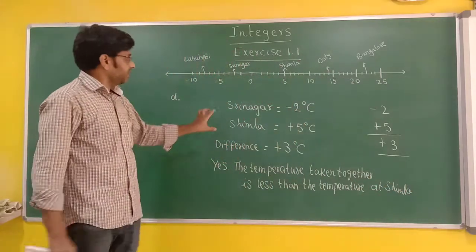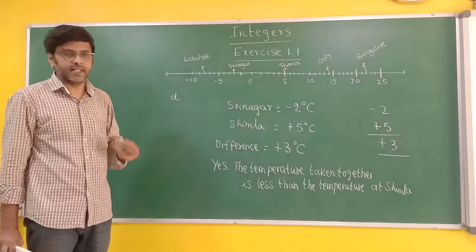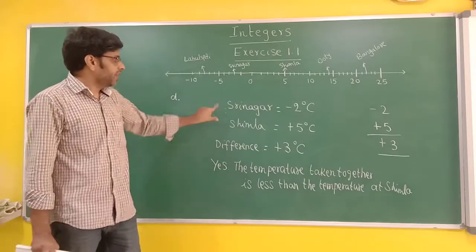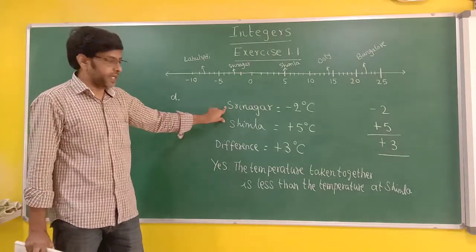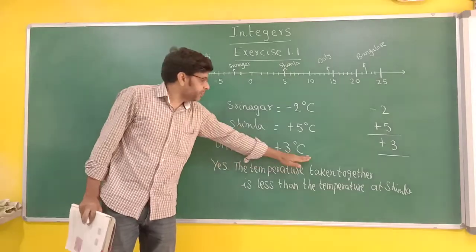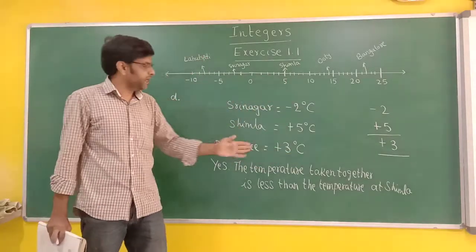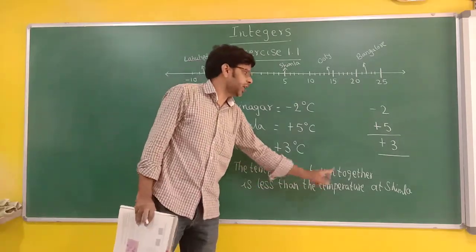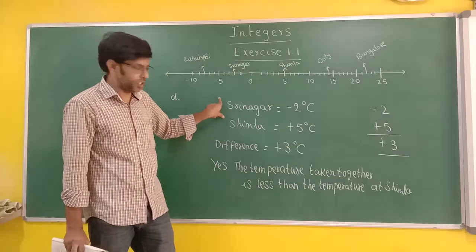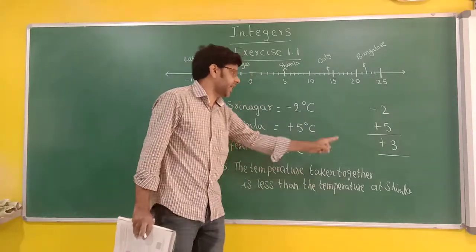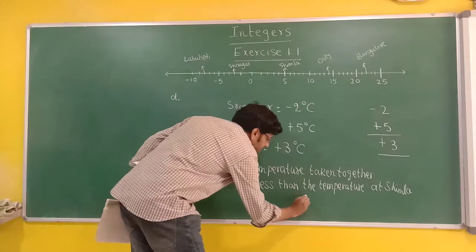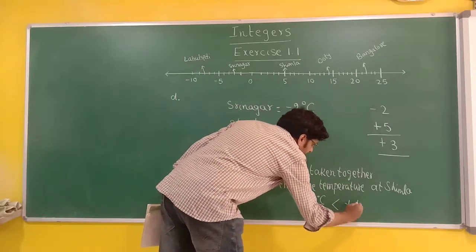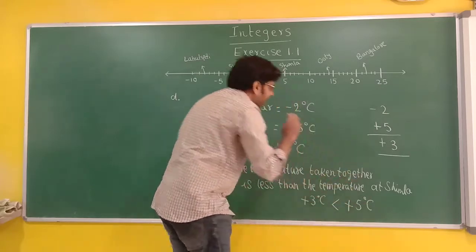See, they are asking to find the sum of these two temperatures. They are using the word together. Together means sum. So, when we find the sum of these two temperatures, we got plus 3. Now, is plus 3 less than plus 5? Yes, plus 3 is less than plus 5. So, I wrote yes. The temperature taken together of these two cities together is less than the temperature at Shimla because plus 3 is less than plus 5. So one part in D1 is completed.